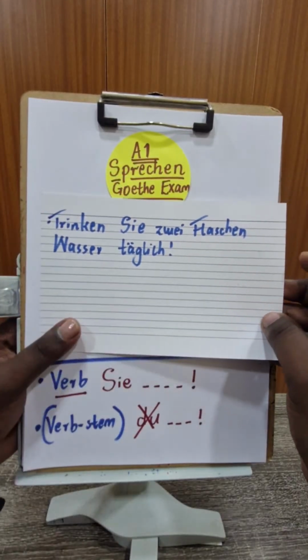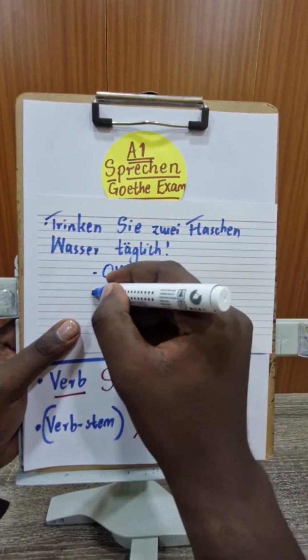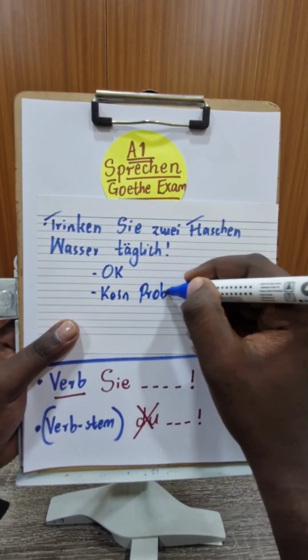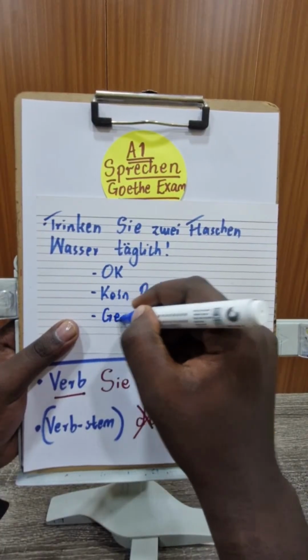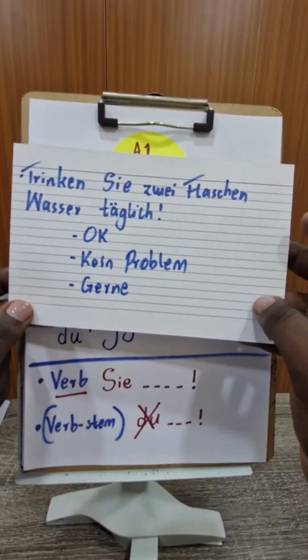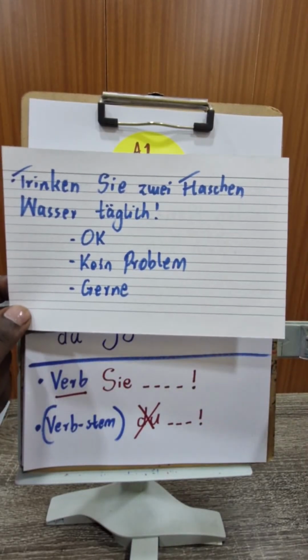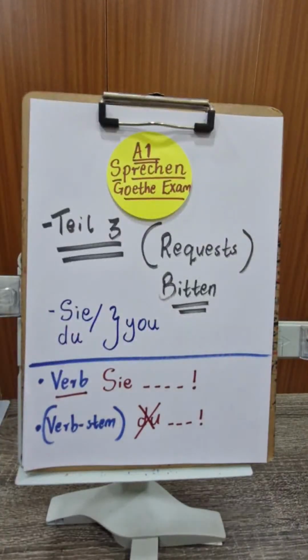Now we said when answering the request, you could simply say, okay, all right, or kein Problem, no problem. You like gerne, and so on and so forth, right? Bitte trinken Sie 2 Flaschen Wasser täglich. Okay. Kein Problem. Gerne. Okay. Let's take some few more examples then.